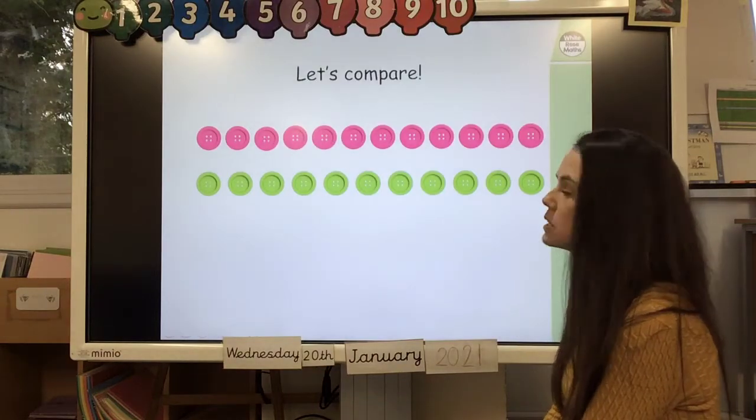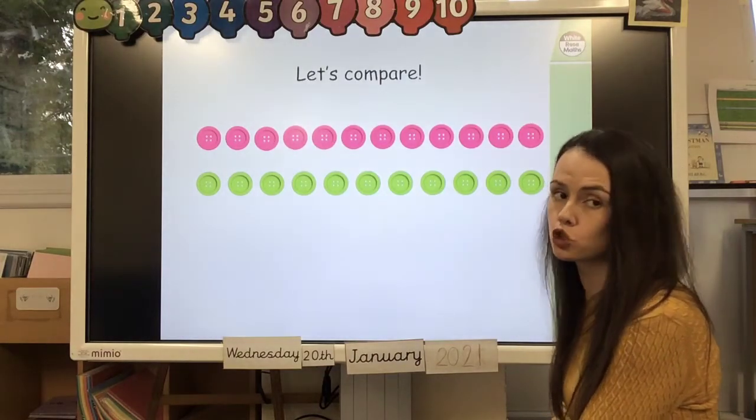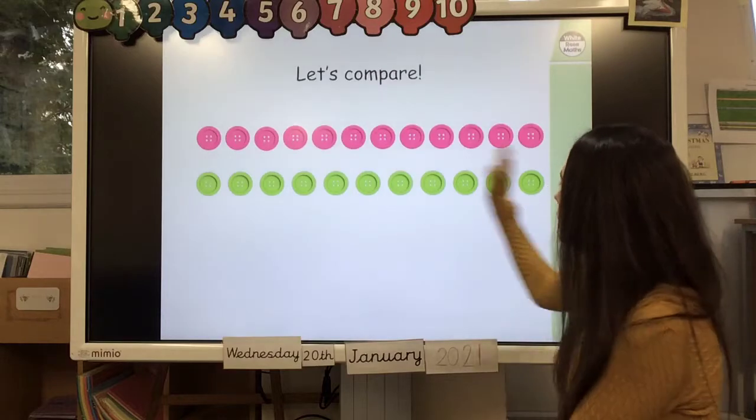Now let's compare. So I've got some pink buttons and some green buttons here. Pink and green.